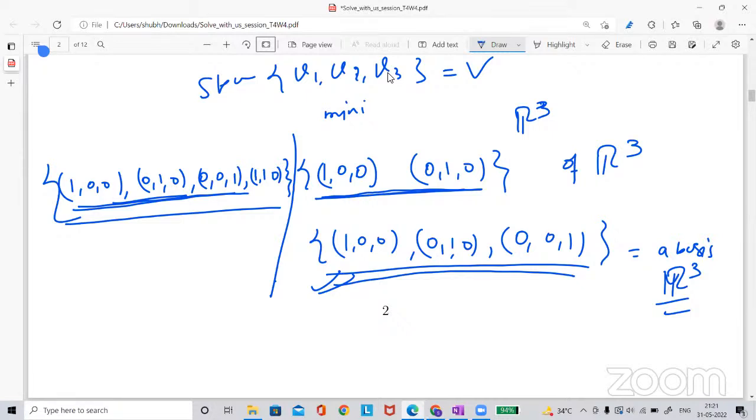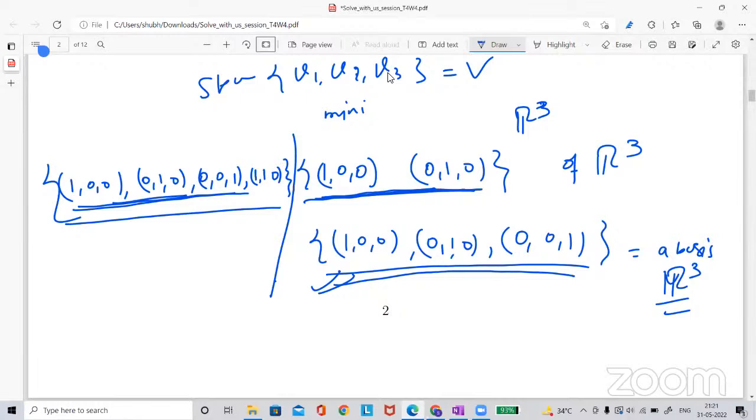Yeah, it is satisfying, sir, I think. No, for this set, it is not a maximal linearly independent set. Okay. Both cases are not satisfied in that case, sir.